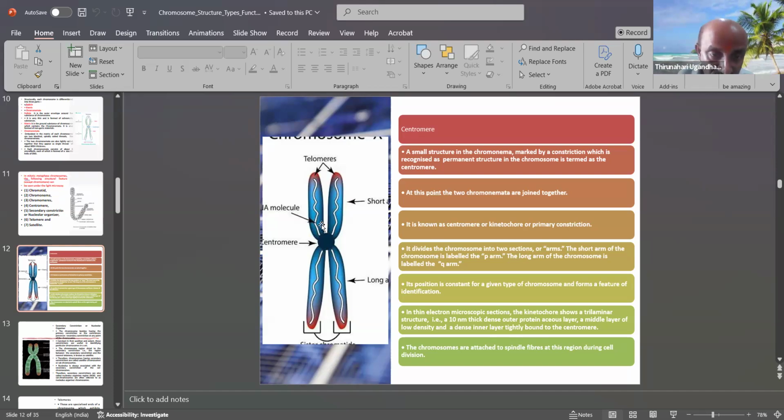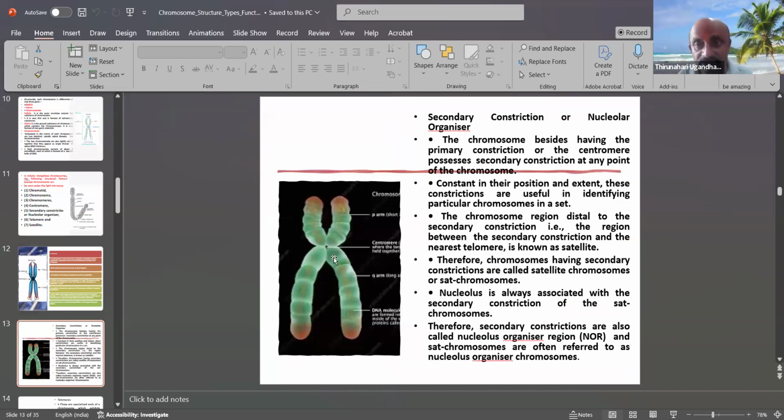Here the centromere is the black colored part, and the white colored part is the nucleotide or molecules. Here is the terminal part, the red colored telomeres. There are two parts, a short chromatid and an elongated chromatid. But the secondary constrictions are nucleolar organizers. Chromosomes besides having the primary constriction or centromere possess secondary constrictions at any point of the chromosome.